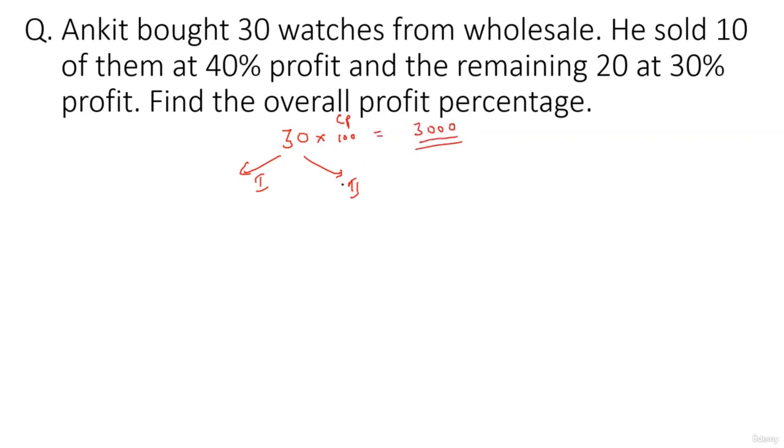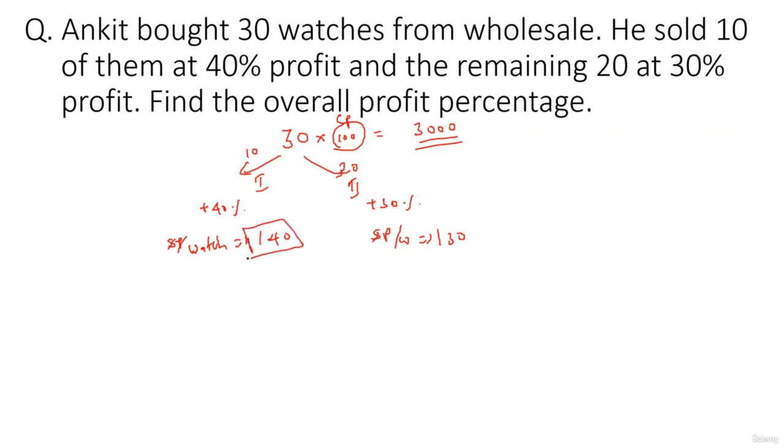Now for the first lot, there are 10 watches and they are sold at a profit of 40%. So if your cost price is 100 rupees per watch, there is 40% profit. The selling price per watch will be 140. Similarly, in the second lot, 20 watches are being sold at a 30% profit. So if the cost price of each watch is 100 rupees, 30% profit means the selling price per watch in this lot will be 130.